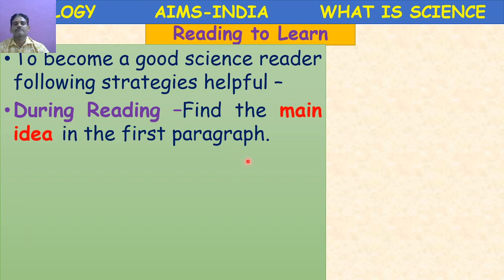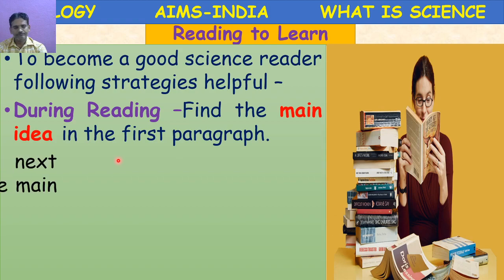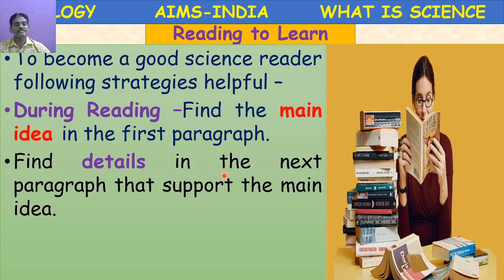Once you complete the paragraph, that's why you have to use a highlighter, means some coloring pencil or a crayon or a pen. You can underline the keywords, you can underline the definitions, you can underline the main idea. Okay? Find the main idea in the first paragraph you read. Then find details in the next paragraph that support the main idea. Okay? You have to find the details in the next paragraph which are supporting the main idea.